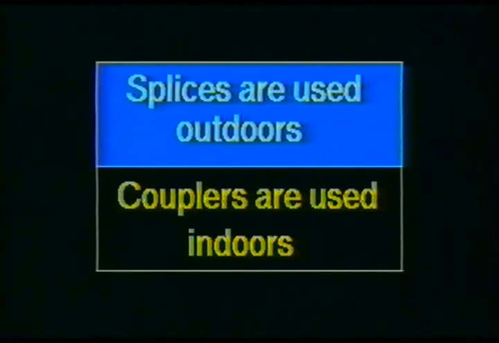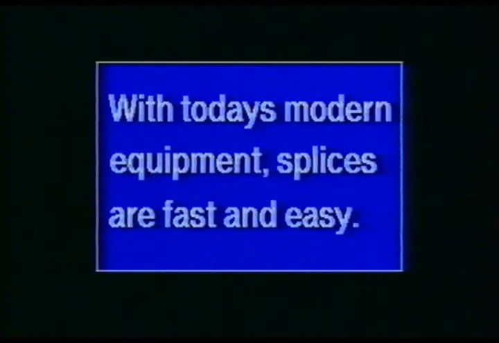Since splices make permanent bonds between the fibers, they are most often found in the outdoor environment. Connectors and couplers, on the other hand, are commonly only used for indoor applications. With today's modern equipment, splicing is very easy and fast. There are fusion splicing machines available which make it so easy that anyone can perform this simple task. Now let's examine how a splice is made utilizing the fusion technique.